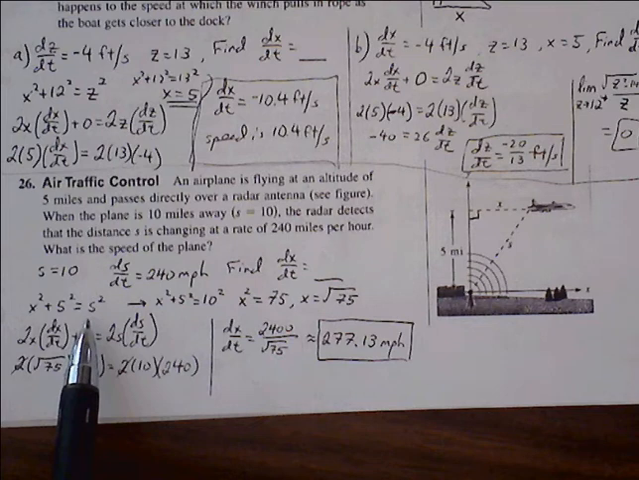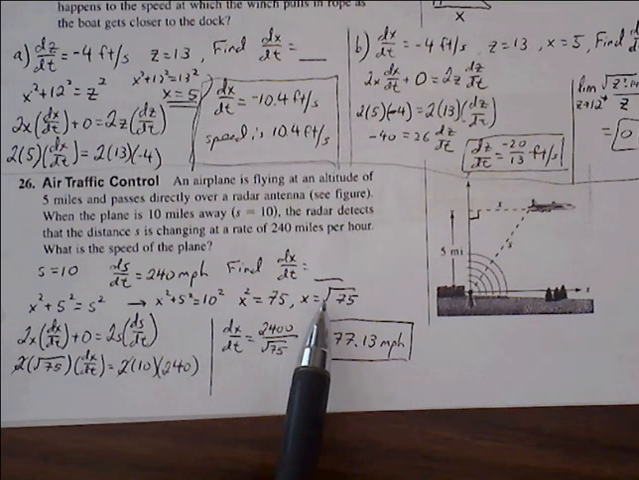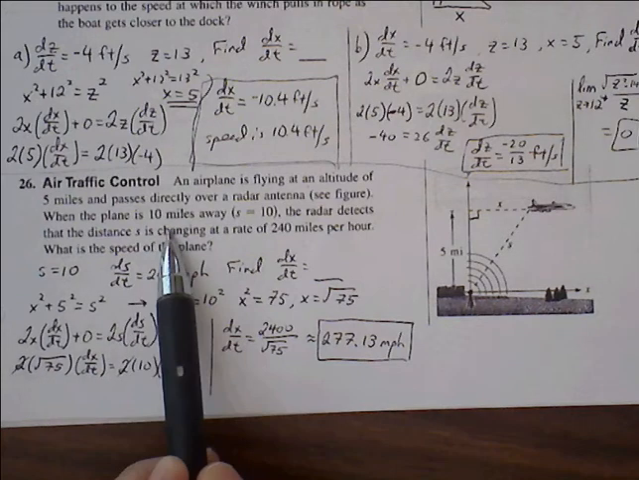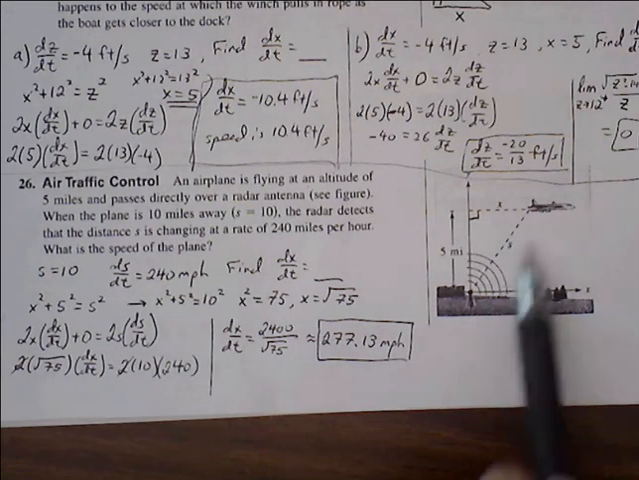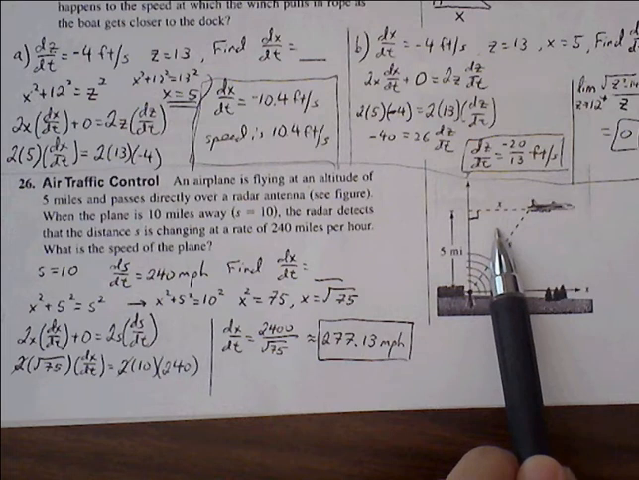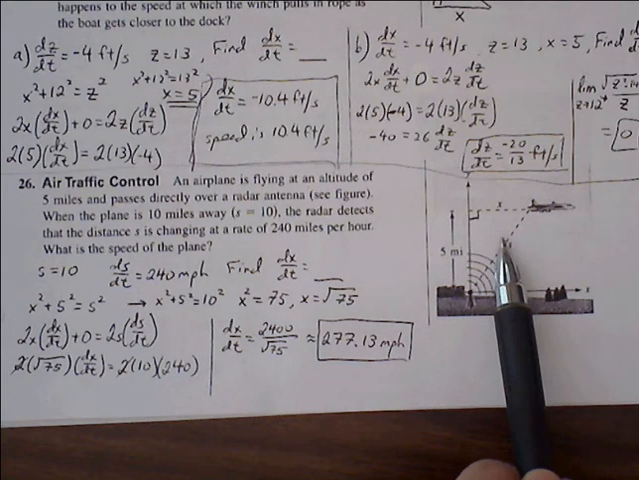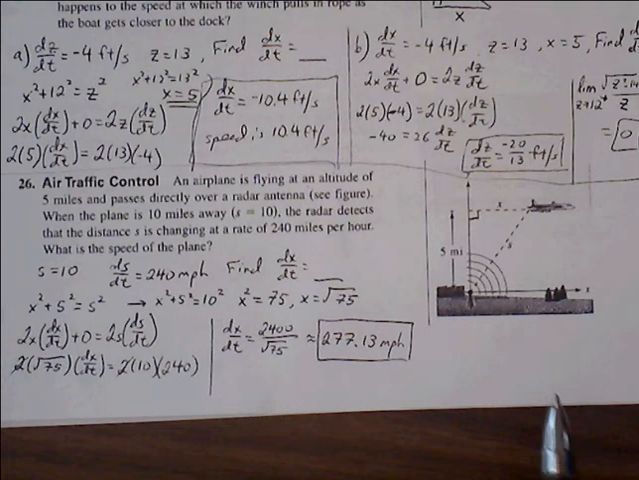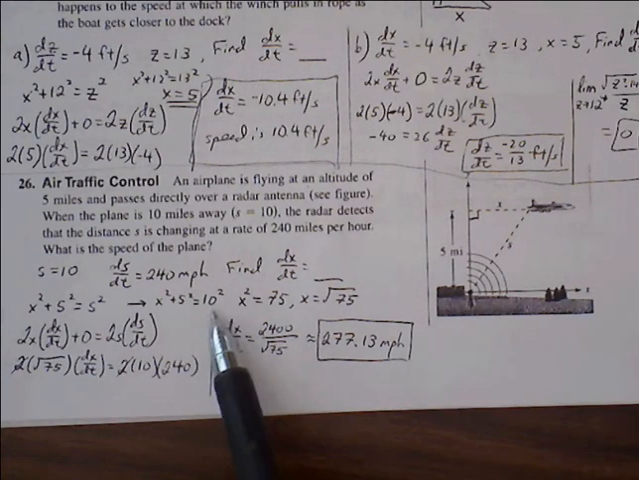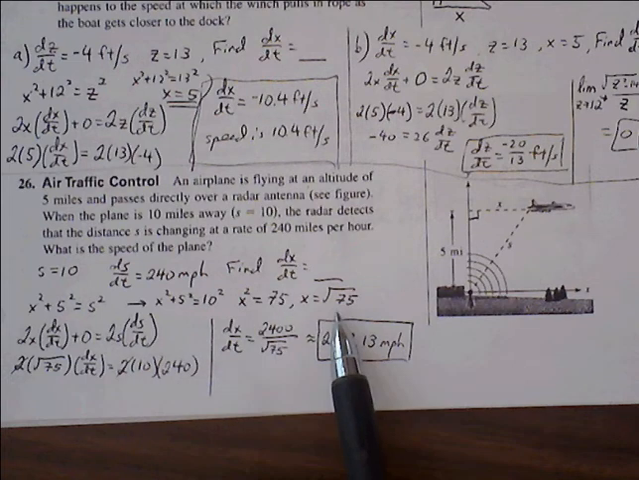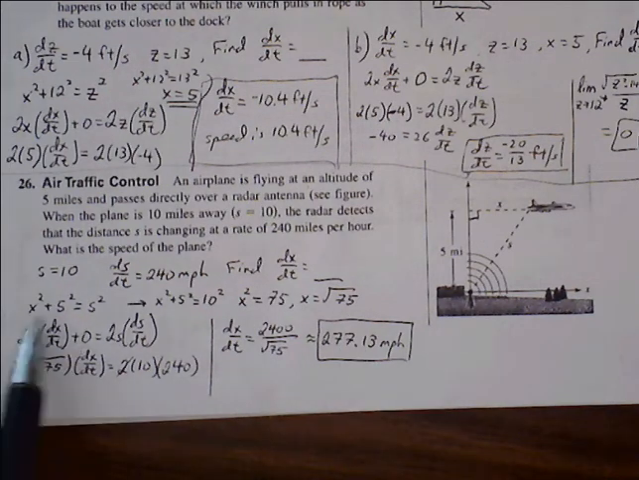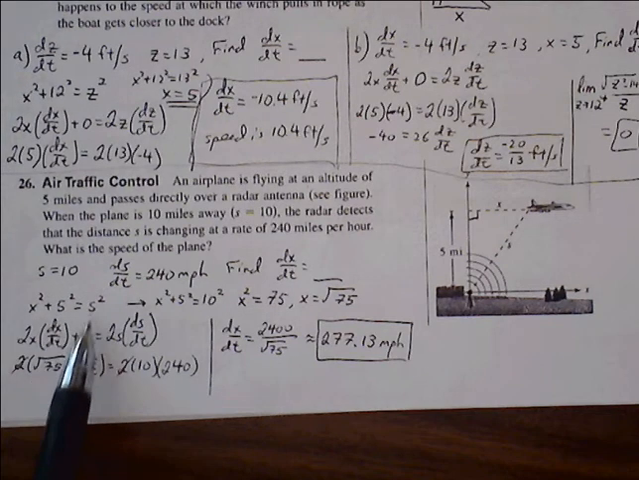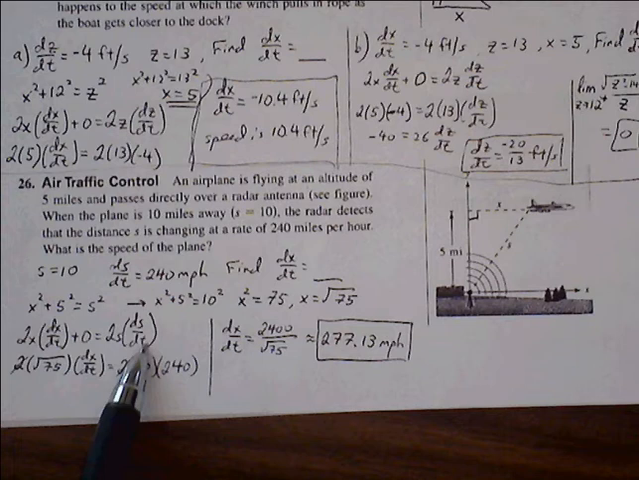And while we're at it, we can also find the x value at this moment in time, because we know when the plane is 10 miles away, so at this moment when s is 10, we can solve for x. So x squared plus 5 squared equals 10 squared. When we do that, we solve for x squared equals 75, so x equals root 75. Go ahead and find the derivative. x squared becomes 2x dx/dt. 5 squared becomes 0. s squared becomes 2s ds/dt.